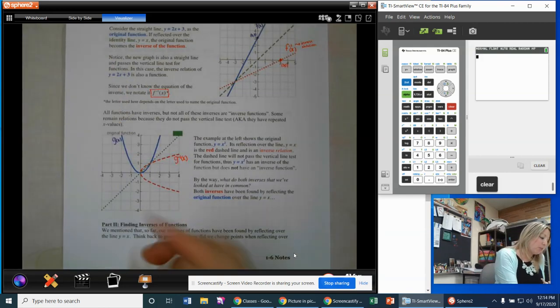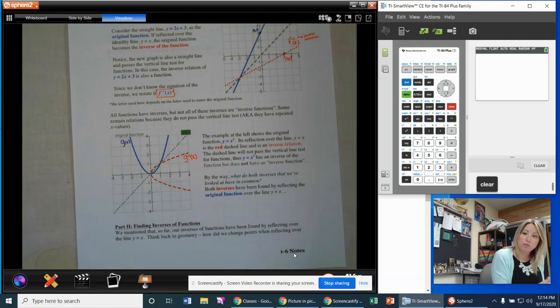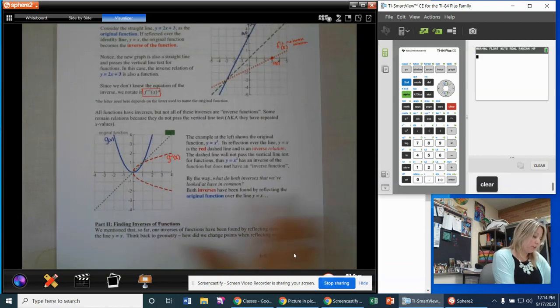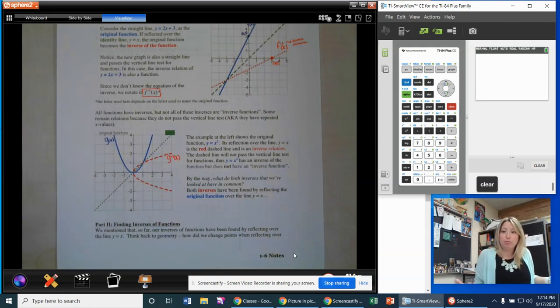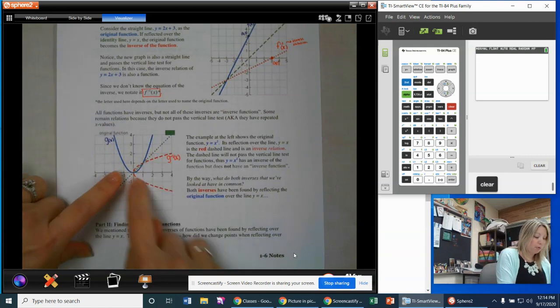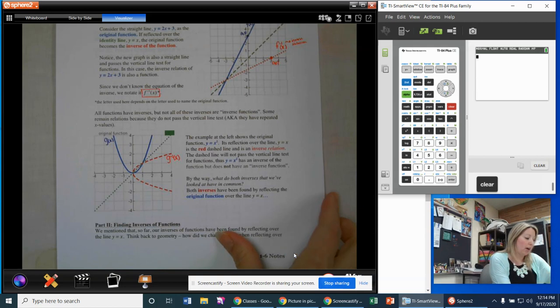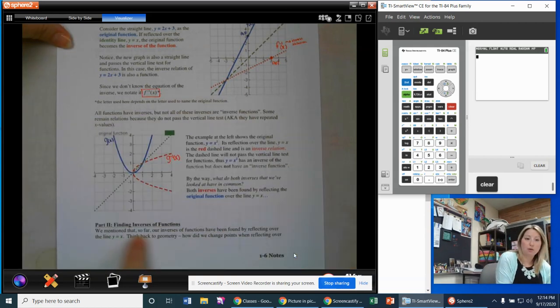Because when I flipped this entire function over the y equals x line, I had some repeated x values. Because over here, they were just repeated y values, and they kept things a function. But over here, when I flip, now they're repeated x values. Not a function anymore. And there it is. You can think back to geometry. In geometry, you reflected things over the y equals x line. That's what inverses are. So when you've got something that's being reflected over the y equals x line, we're calling that an inverse. And so that's what this down here is saying.